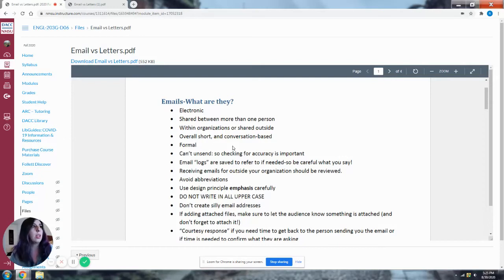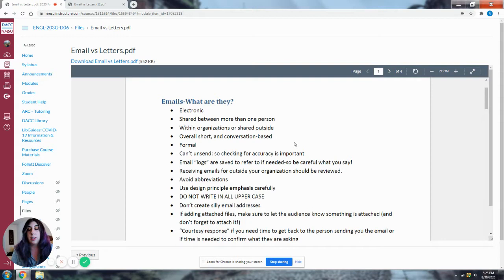Difference between emails and letters, and it depends on the rhetorical situation that you're writing the emails or letters to, but this is just a general lecture to understand just the main overall differences between emails and letters. So let's talk about emails first and what they are.